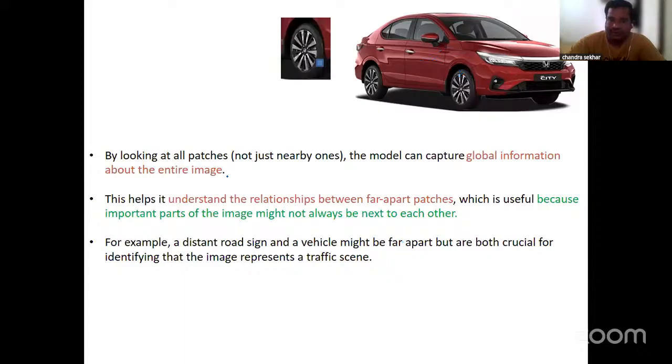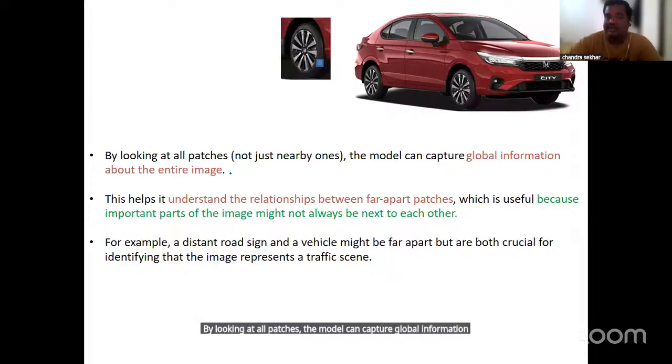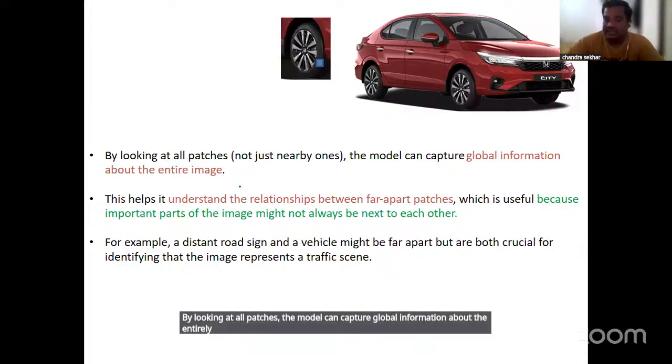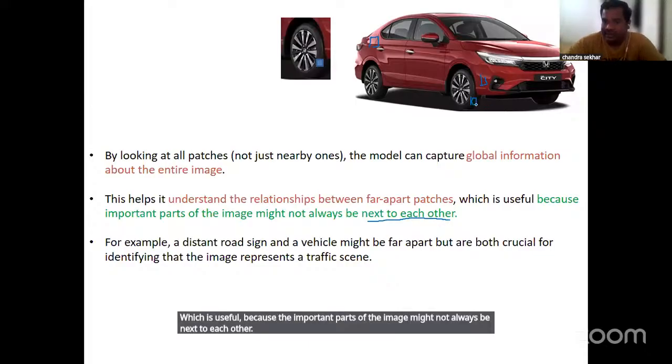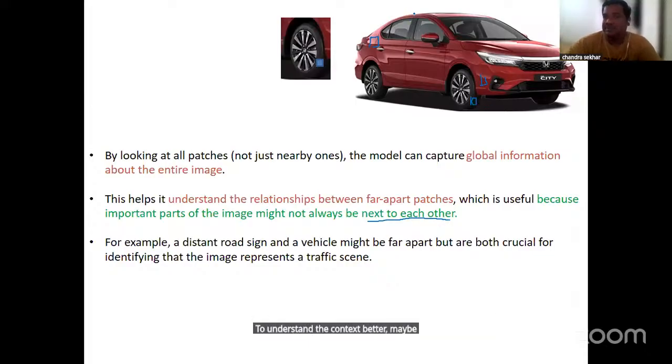By looking at all patches, the model can capture global information about the entire image. This helps understand the relationship between far apart patches. What is the relationship between this patch and this patch and this patch, which is useful because the important parts of the image might not always be next to each other. To understand the context better, maybe a far ahead patch may be helpful. May not be in this car case, but in general, in sentences.